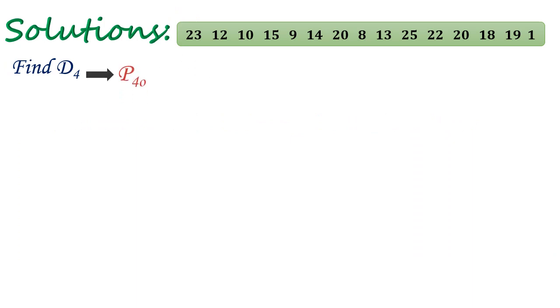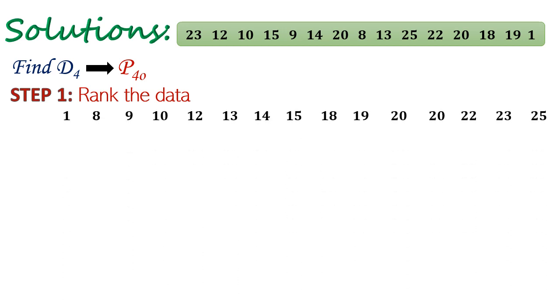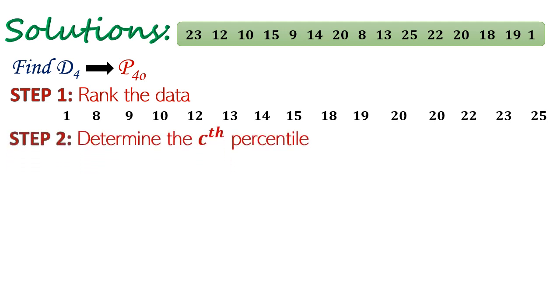So let's get our 4th decile, which is equivalent to the 40th percentile. I'm going to use the steps properly and systematically so that you will be guided. First, let us rank the data. I'm going to arrange all the scores from lowest score up to the highest score. So we have 1 up to 25. Now, step 2, let us find the location of our P of C or the desired percentile, which is P of 40.